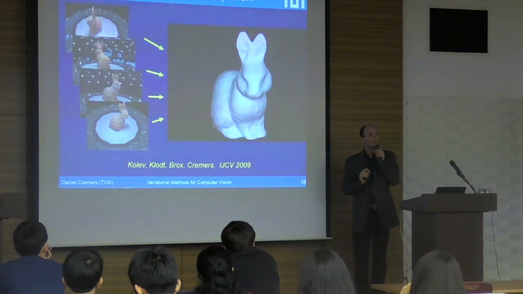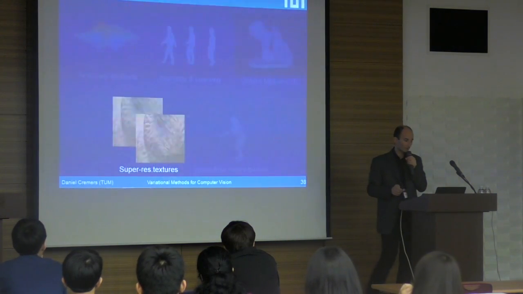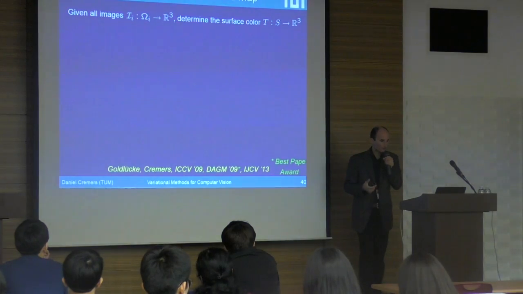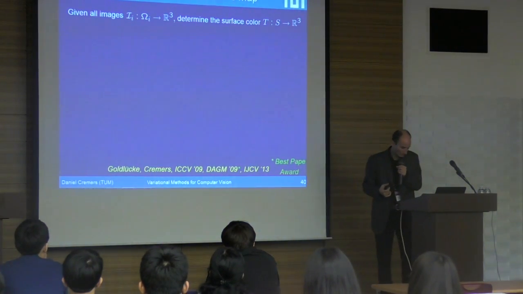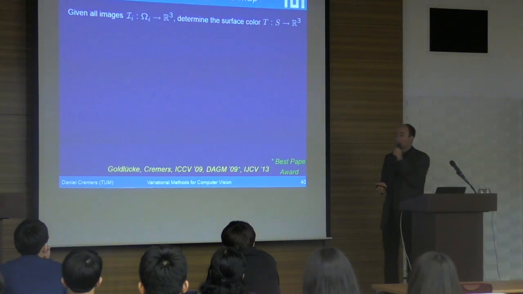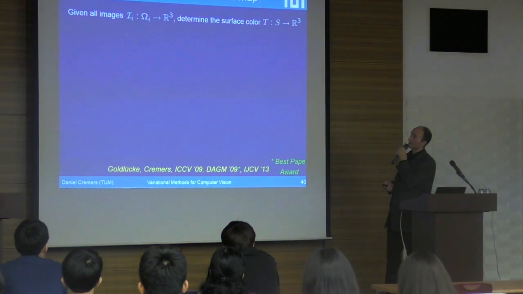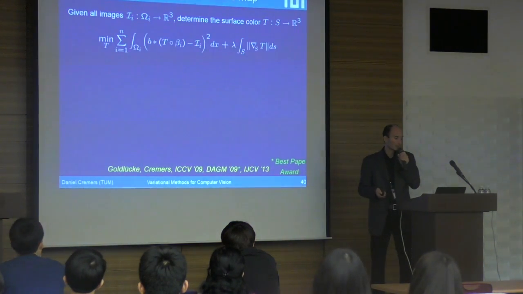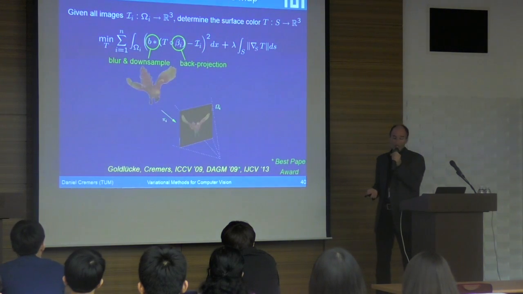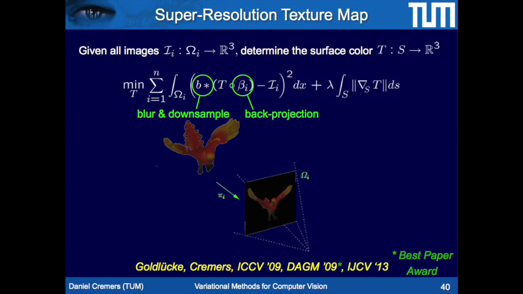But one of the things we can do is compute the color on the surface. Here's how we do that when we do variational methods. This is, to my knowledge, the first time people have done it in this way, although for someone from a variational community, this is the straightforward way to do it. What you do is you say, given all the color images I_i, from 1 through n, so there are n images, and given the surface S that we reconstructed, I want to compute the color T on the surface, an RGB value for each surface point.